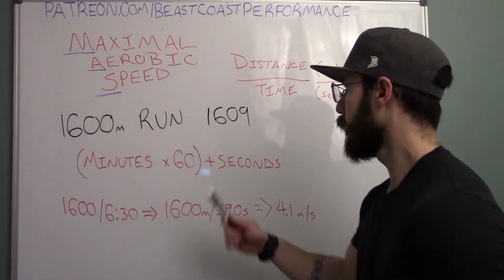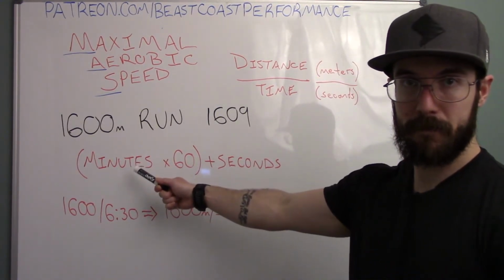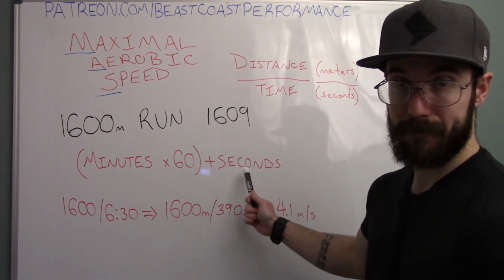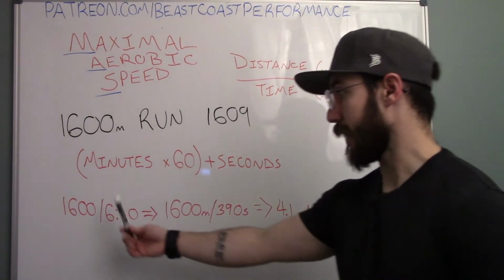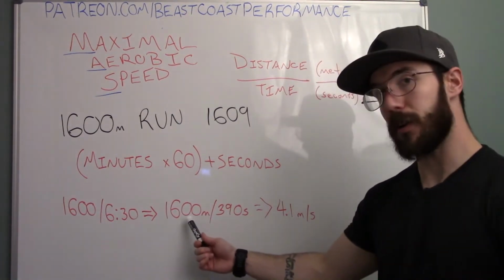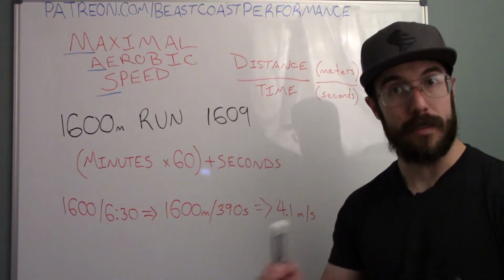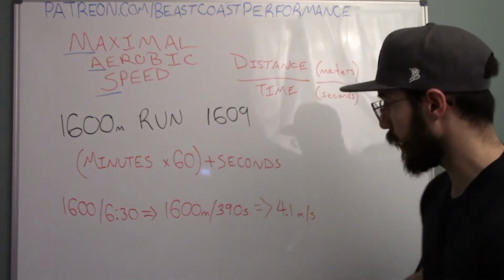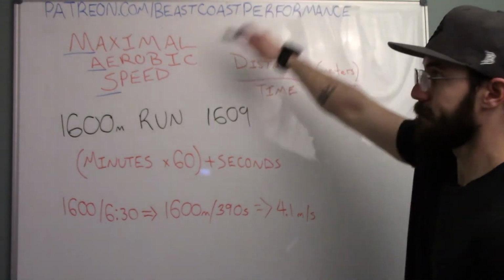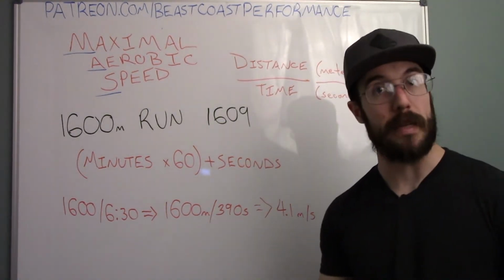So what you're going to do first is take the number of minutes in your time, multiply that by 60, and then add the number of seconds in your time. So if I ran a 1600 in 6:30, that becomes a 1600 in 390 seconds. And then we divide that distance over time to get meters per second, 4.1 meters per second. Right here, distance over time, speed, maximal aerobic speed, right?